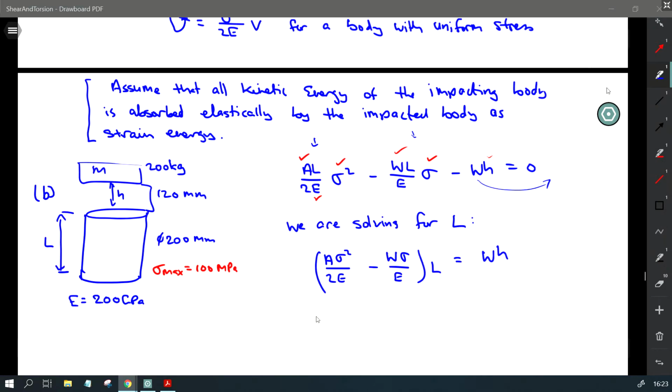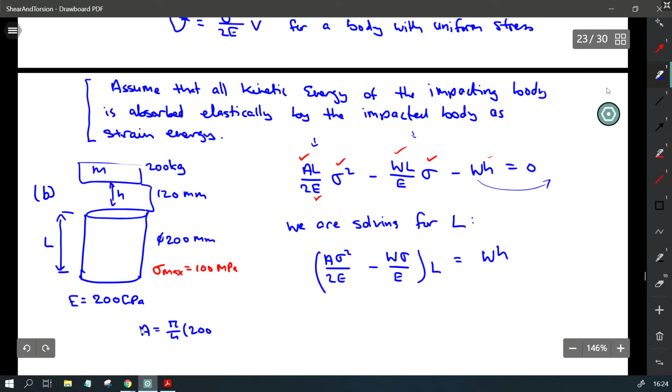So that's all I need to do, start plugging in numbers there. And we just need A. So A is equal to pi over 4 times 200 squared, which is pi times 100 squared, which is 10,000 pi, which is 31416 square millimeters.